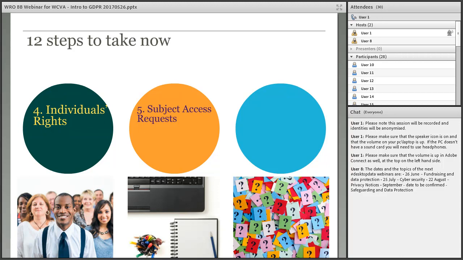If your organisation handles a large number of subject access requests, it's really important that you consider the logistical implications of having to deal with those requests more quickly, because it's around 10 fewer days that you'd have under the new law than you would under the Data Protection Act. That would be particularly important if your organisation deals with quite complex issues.